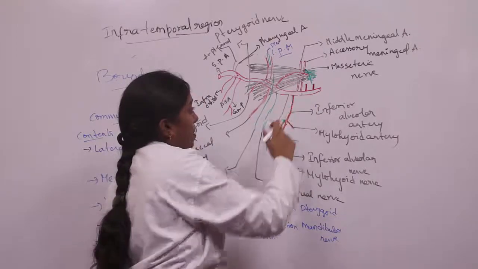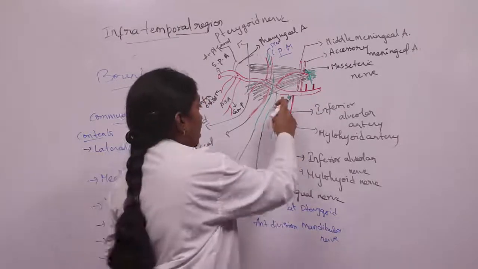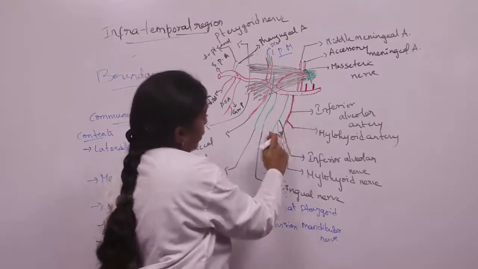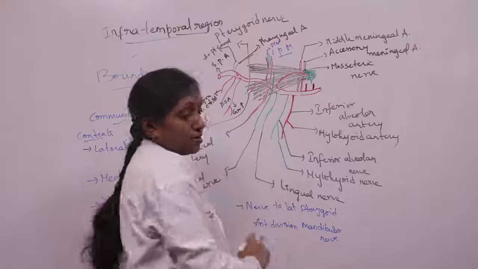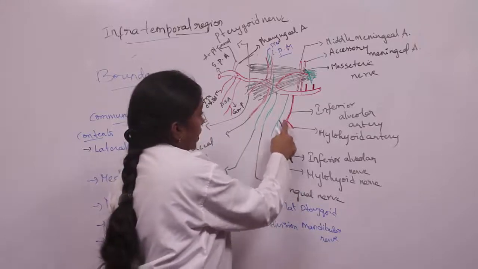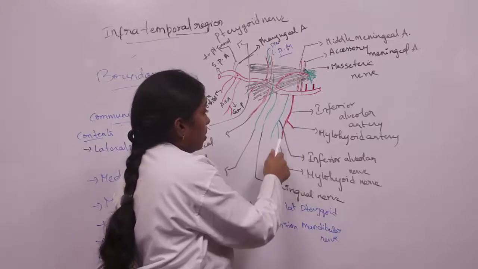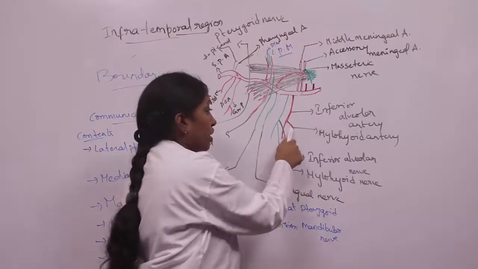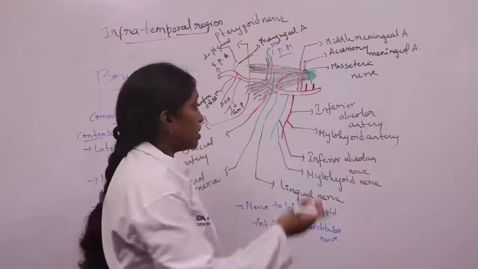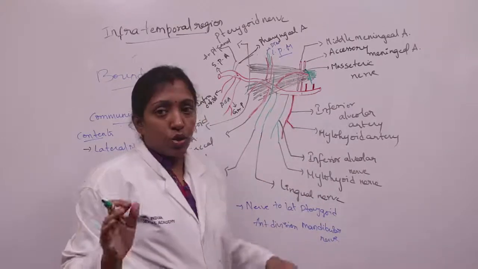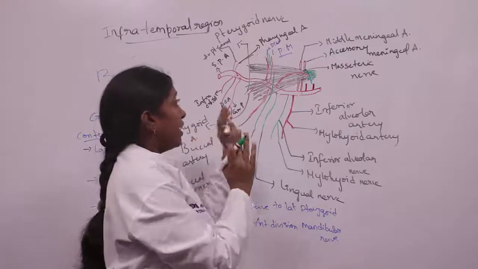So the structures emerging from the lateral pterygoid muscle are the lingual nerve. This is the lingual nerve, and this is the inferior alveolar nerves and vessels. And the inferior alveolar nerve gives one important branch, that is the mylohyoid nerve. This is the mylohyoid nerve, and the inferior alveolar artery also gives one important branch, that is the mylohyoid artery, which emerges from the lower border of the lateral pterygoid muscle. So these are the relations of the lateral pterygoid muscle.